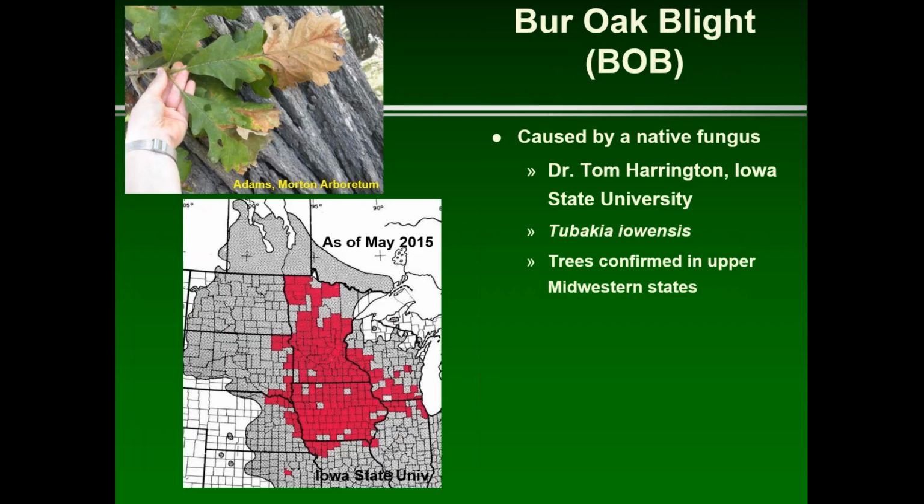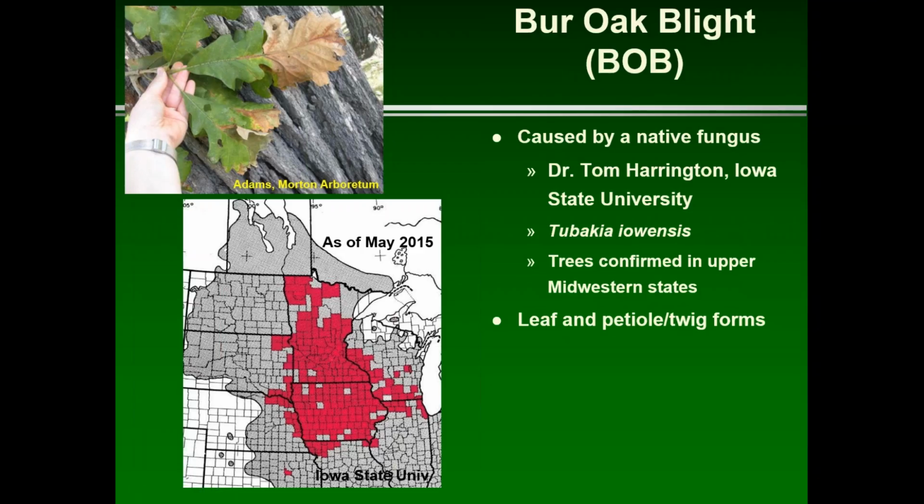Once this disease was identified, everybody kind of started looking for where it was, and the map down on the lower left is showing the distribution as of about a year ago. So this is primarily a disease of the upper central Midwest, most of Iowa, Minnesota, Wisconsin. I am located in the Chicago metro area, and we've identified trees here in the Chicago area that have been positively identified as Bob.